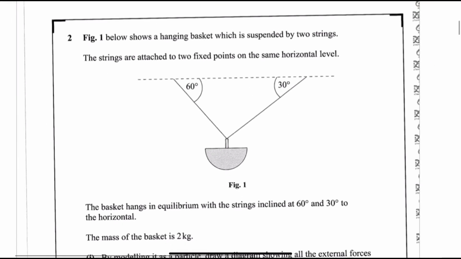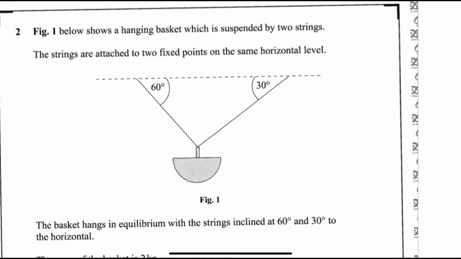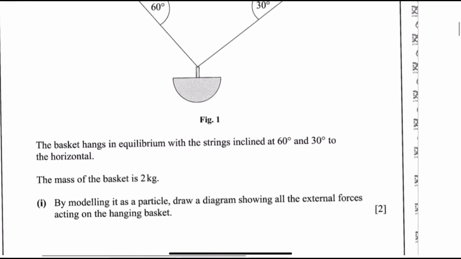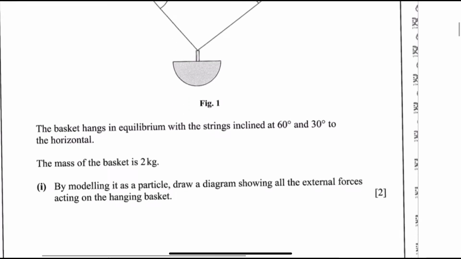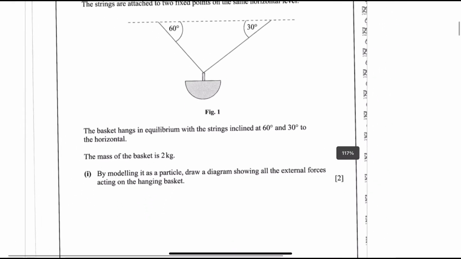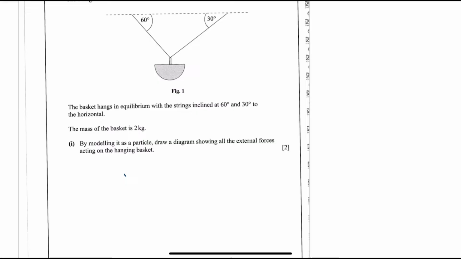Okay, next question says, below shows a hanging basket which is suspended by 2 strings. The strings are attached to 2 fixed points on the same horizontal level. It says the mass of the basket is 2 kilograms. By modelling this as a particle, draw a diagram showing all the forces. Okay, right, I'll leave that one there and I'll just draw that again.